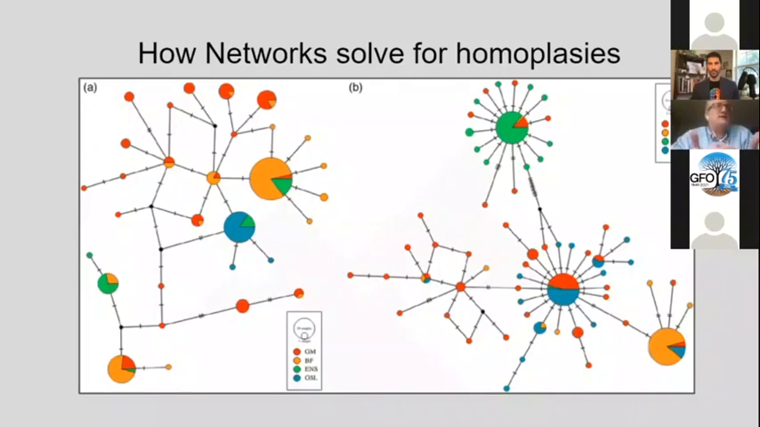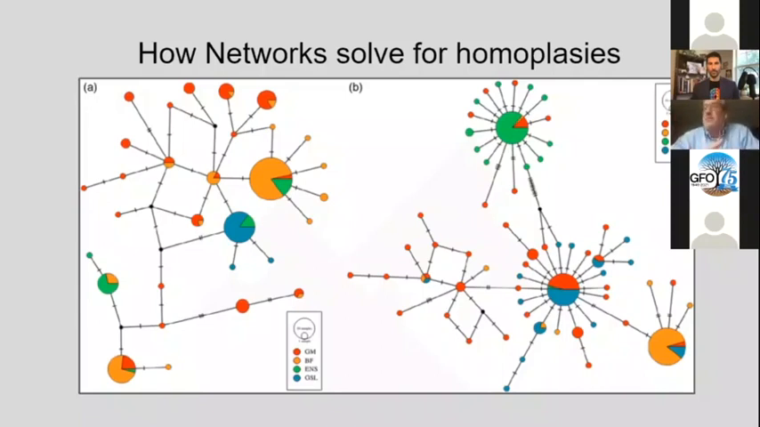The network, again, can show these reticulations that would explain homoplasies, as you can see very well on the left side. So again, homoplasies create a problem for us when we see them in DNA, but networks allow us a way to explain these better and more correctly.